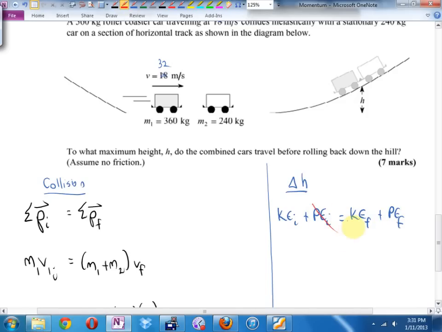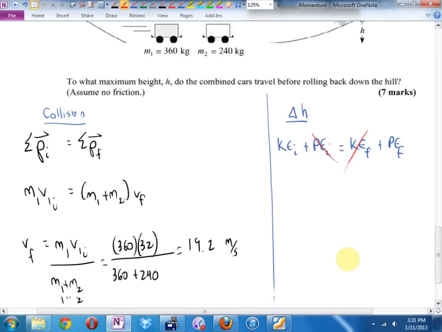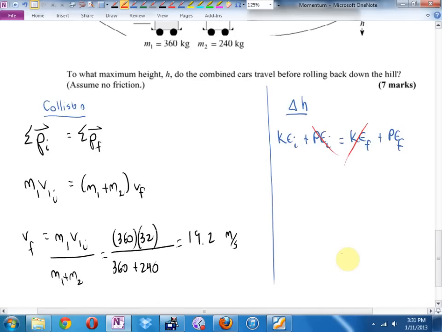Nico, why can't I do that and that? So starting on the ground, check. And finish on hill, but they're not moving. For a split second, they'll come to a stop. Good. Which turns this equation actually much nicer. It's going to be a half mv initial squared. Which v initial? V final from my collision.